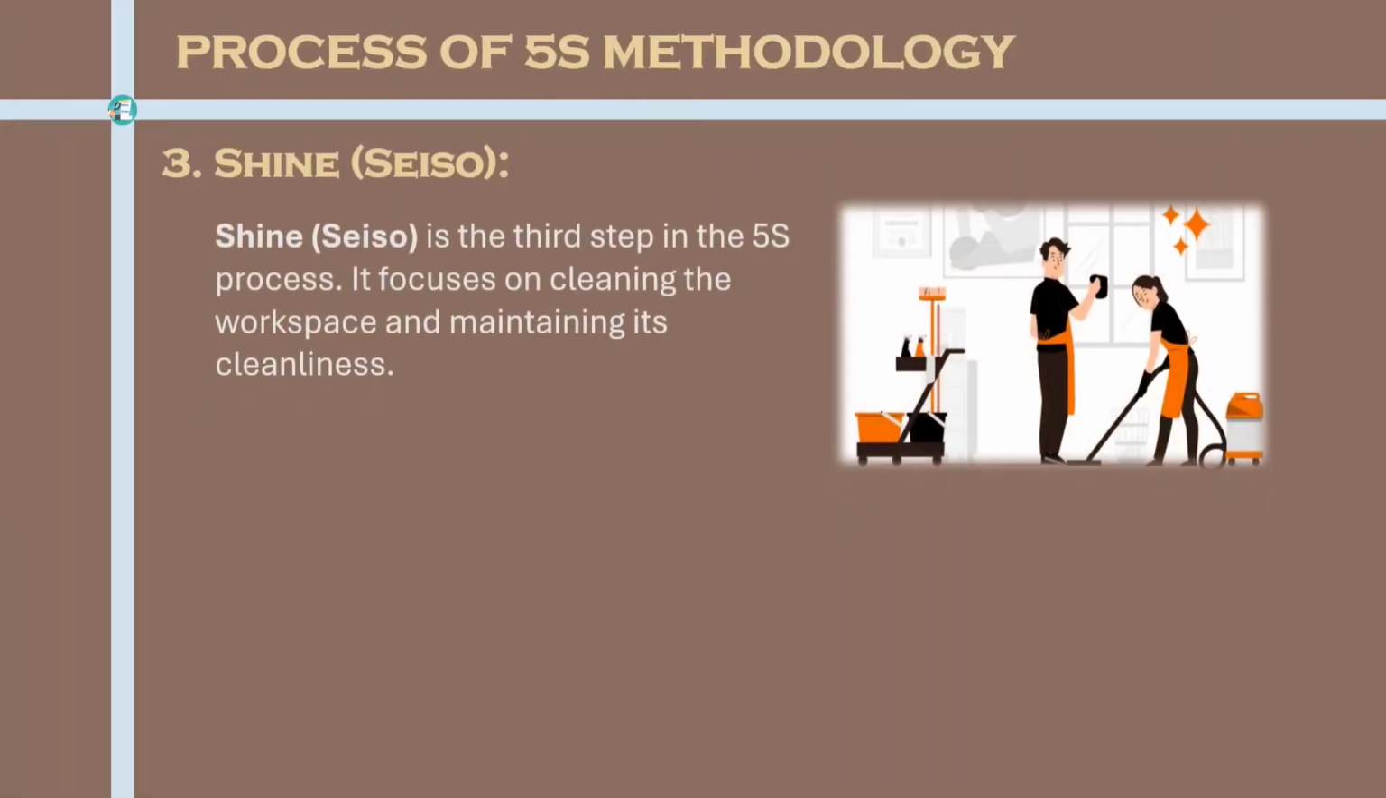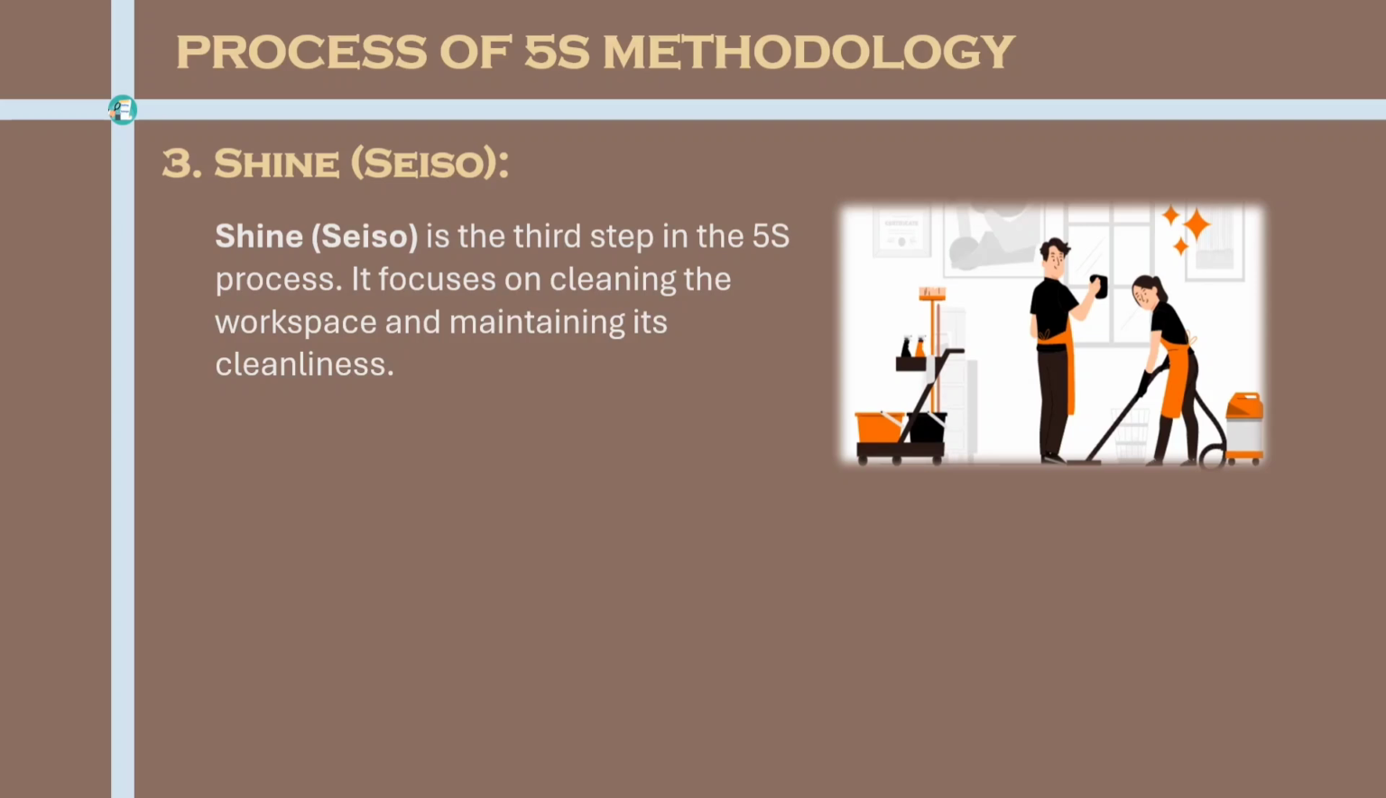Next is Shine or Seiso. Shine or Seiso is the third step in the 5S process. It focuses on cleaning the workplace and maintaining its cleanliness. By implementing Shine or Seiso, you create a more pleasant and efficient work environment. This step also helps in maintaining the improvements made in the previous steps of the 5S process.